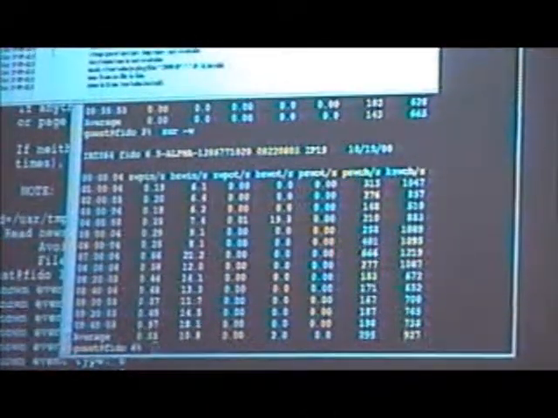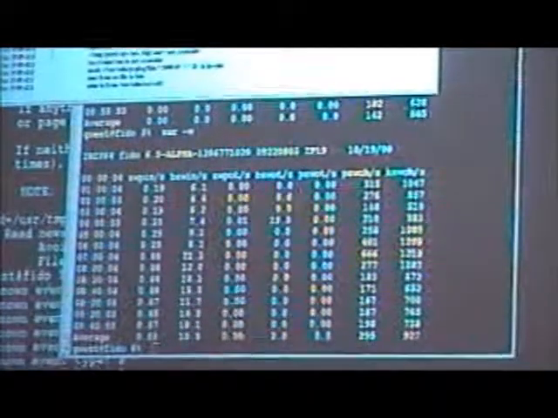And then we'll take a break and come back from break and look at the disk on the system.